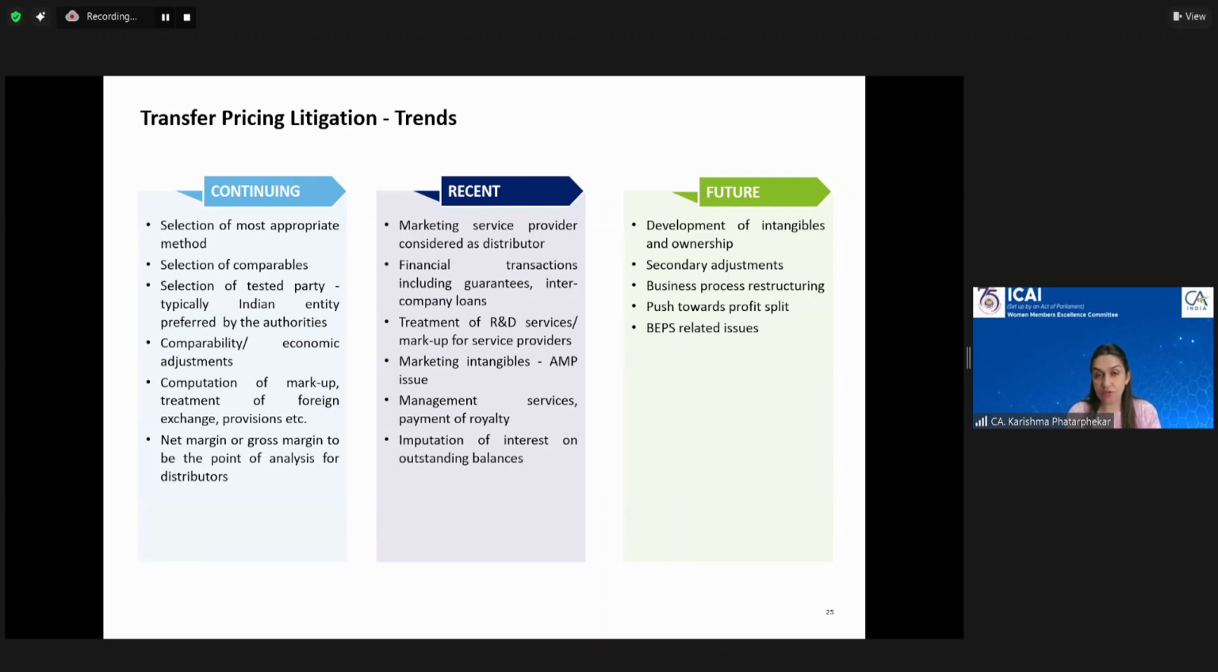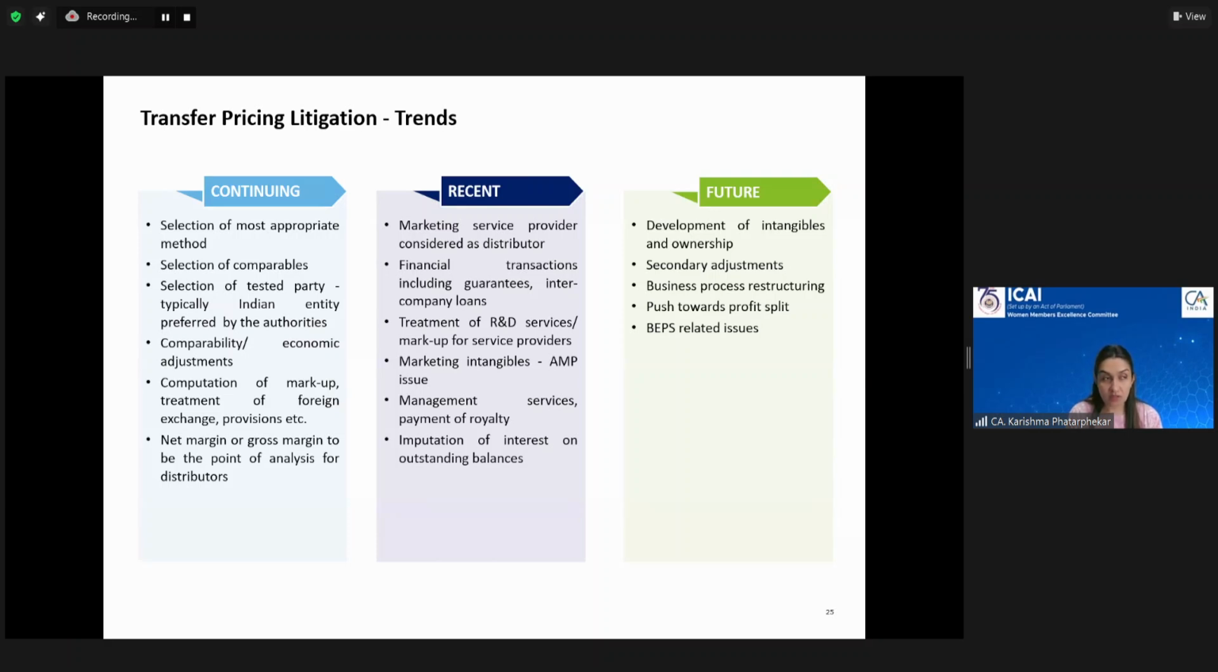Then other financial transactions like giving guarantees, intercompany loans, then payments that are being made for R&D services, for intangibles like royalty payments, management services. All these are now highly being scrutinized. And in future, obviously, I believe that, with the BEPS era coming, which is your base erosion and profit shifting, things will get more litigated around, look, we should use a profit split method in most of the cases.